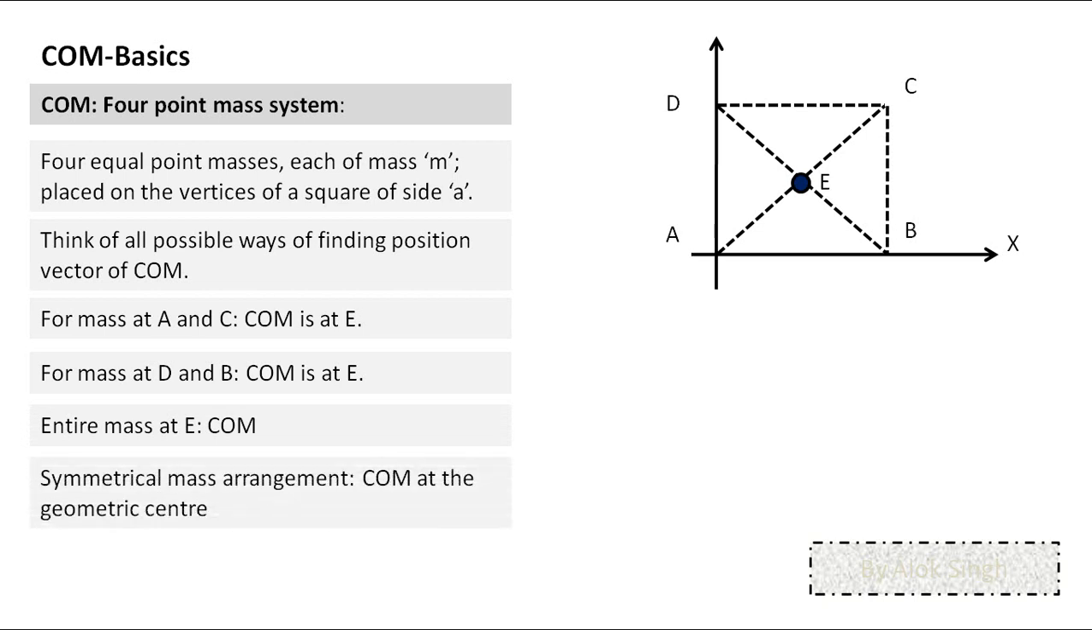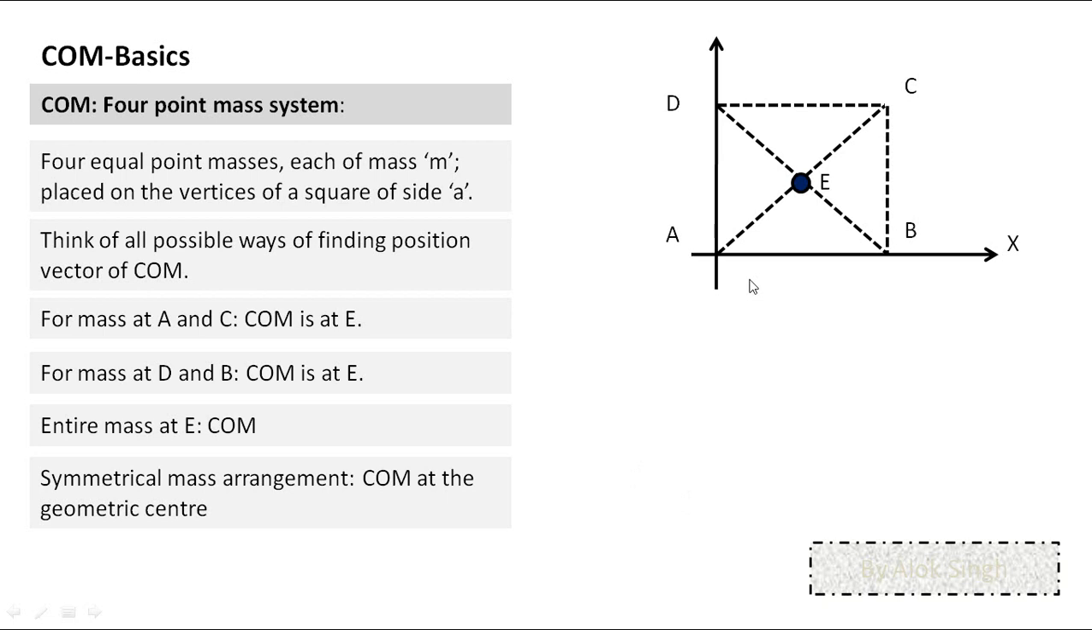Actually what you have seen here is a kind of symmetrical mass arrangement. The center of mass will lie at the geometric center. In this case it was symmetrically placed on the vertices of a square. The geometric center of a square is the intersection point of the diagonals. So the center of mass will lie on the intersection point of the diagonals.